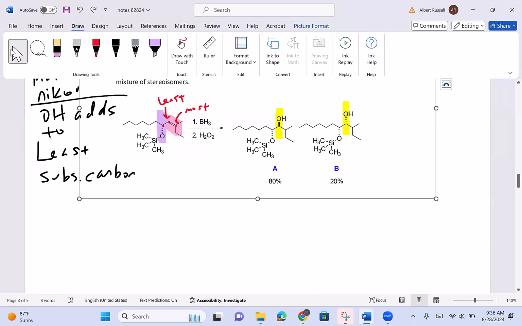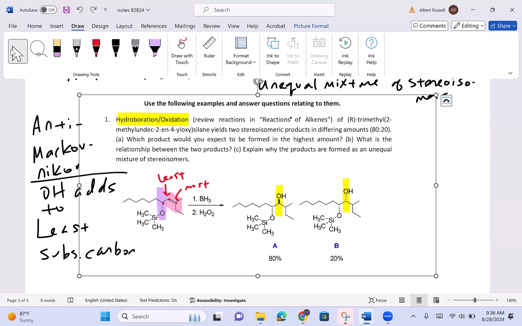All right. So let's look at the question. Can somebody unmute and read that? Hydroboration, oxidation of... Yeah, just skip that. You can skip that part. Okay. So part A: which product do we expect to be formed in the highest amount? What is the relationship between the two products? And explain why the products are formed as an unequal mixture of stereoisomers.